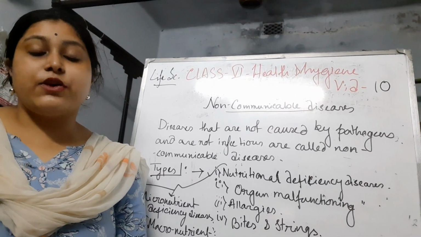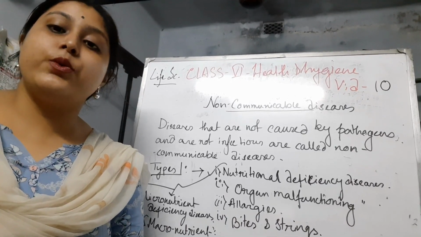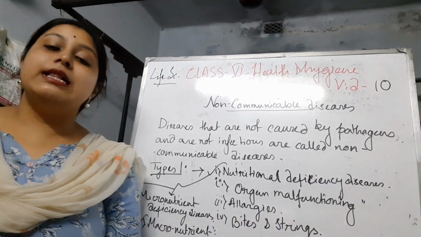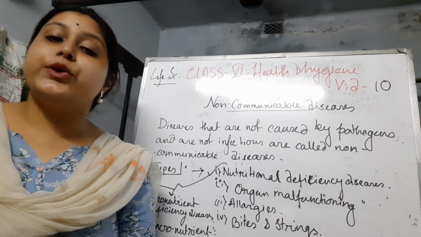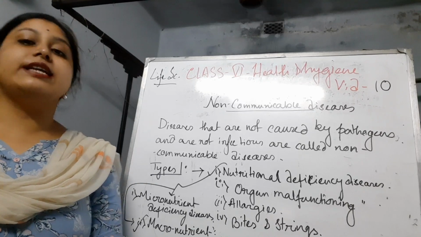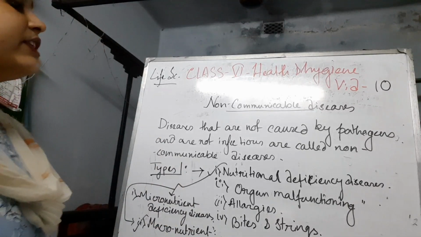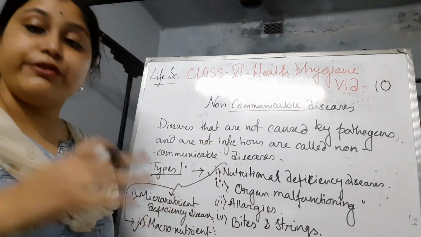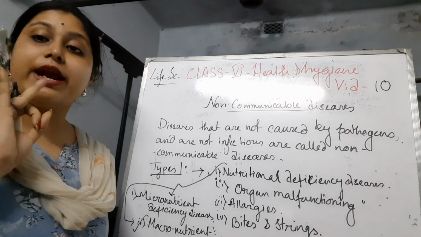This video is for class 6 biology, life science, and the chapter that I am going to discuss is health and hygiene. This video is part 10. In the previous video, I told you that I have already started the non-communicable diseases, and I also continued with the nutritional deficiency diseases, and I have already taught you the macronutrient deficiency, that means kwashiorkor and marasmus.